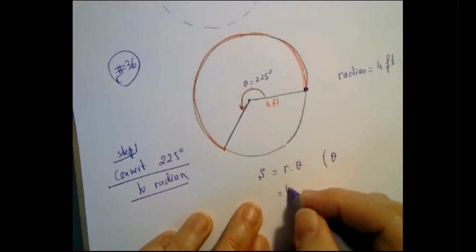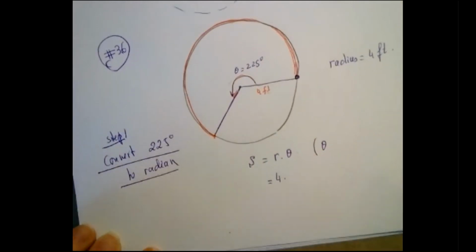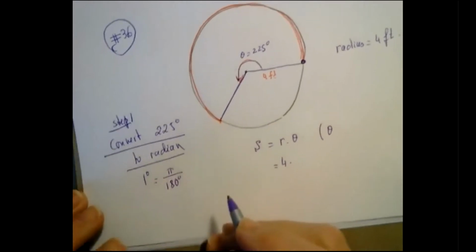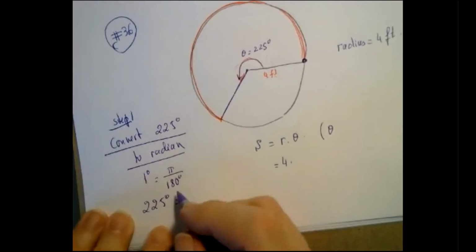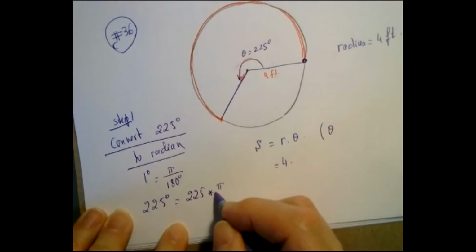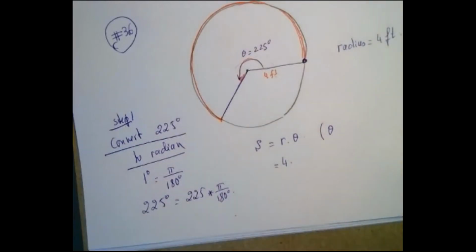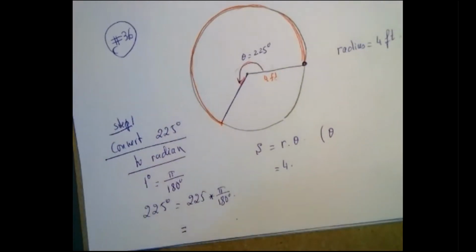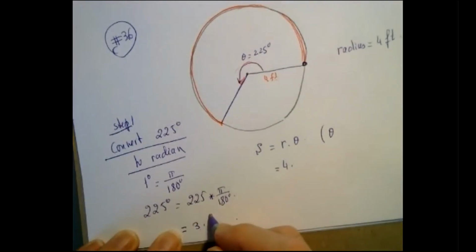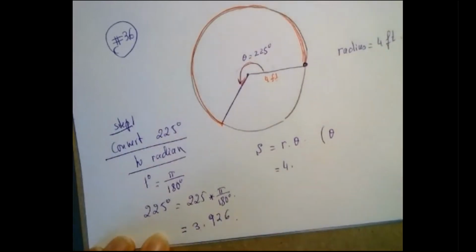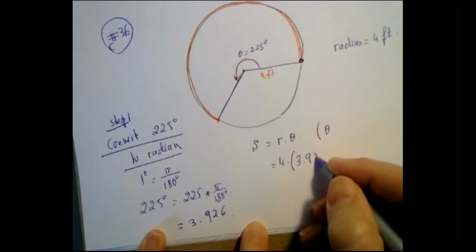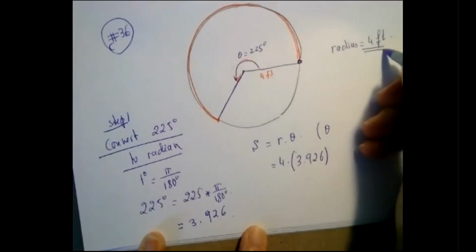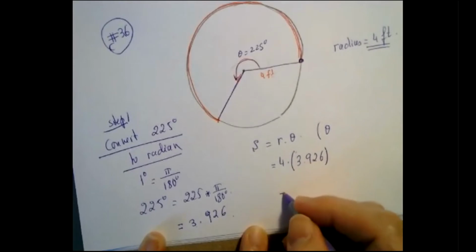So this is going to be 4 times, I want theta in radian. So how did you do it in radian? Keep going. Multiplying 225 times pi over 180, it gave me 3.926. So that's her conversion, 225 times pi over 180. She's absolutely correct. And then she basically computed that. How much did you get? 3.926. I'm going to trust you. So this is going to be 4 times 3.926. And what's the unit? Feet. Because the radius is in feet, the length of the arc will have to be in feet as well. And now she just multiplied.